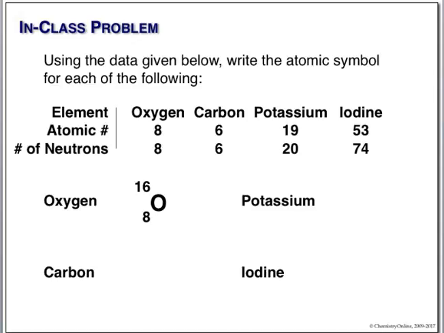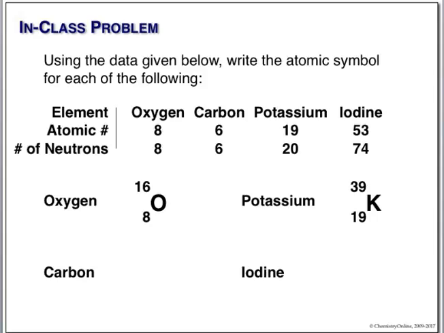Potassium here, 19 plus 20. That's potassium, right? That's a K. I think I said P before. I did. I'm sorry. Sometimes you stand too close to the board here. So potassium, K is our symbol. We have 19 plus 20. What is that? That's 39, right? And we have a 19 as our atomic number. And that's our symbol.